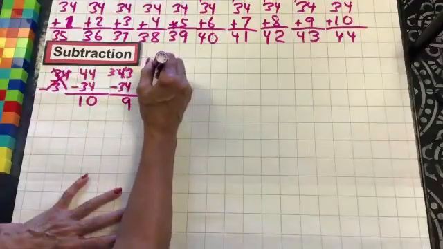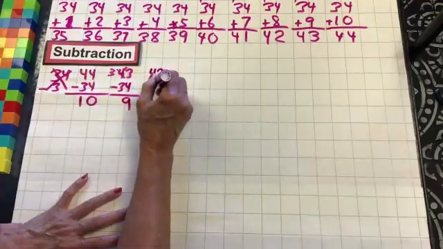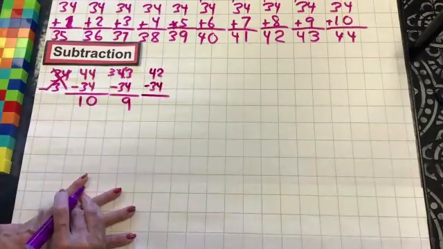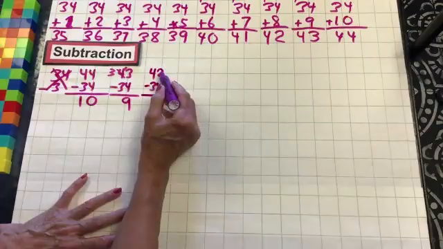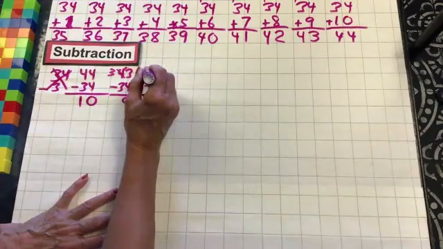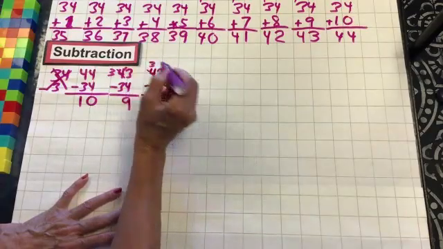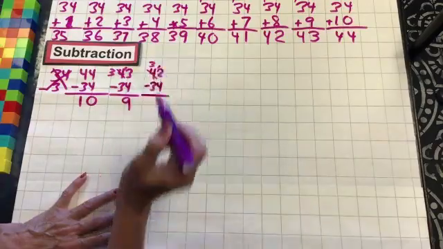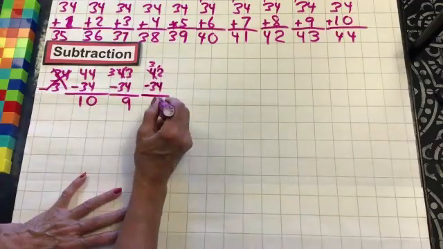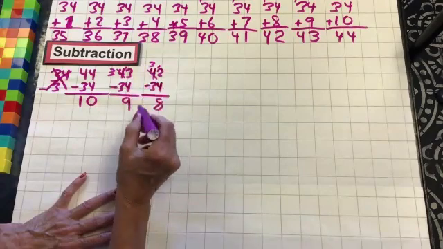Let's do 42 minus 34. Again, we're getting tricky here. 4 away from 2 cannot do. Borrow from the 4, making it 3, making this 12. 12 minus 4 is 8. 3 minus 3 is nothing.